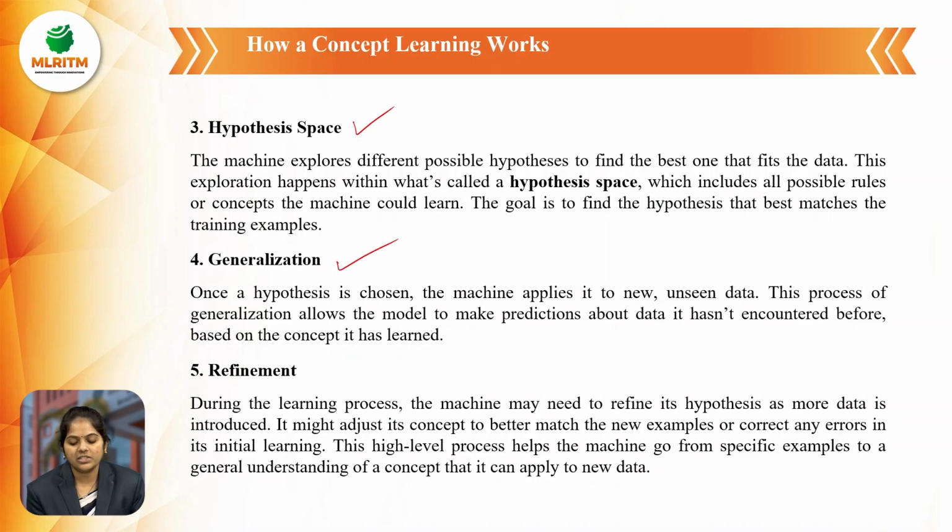And next, generalization. Once a hypothesis is chosen, the machine applies it to new or unseen data. This process of generalization allows the model to make predictions about data it has not encountered before, based on the concept it has learned. So generalization is a concept where it will make assumptions from the past data, about data that was not seen before in the training.